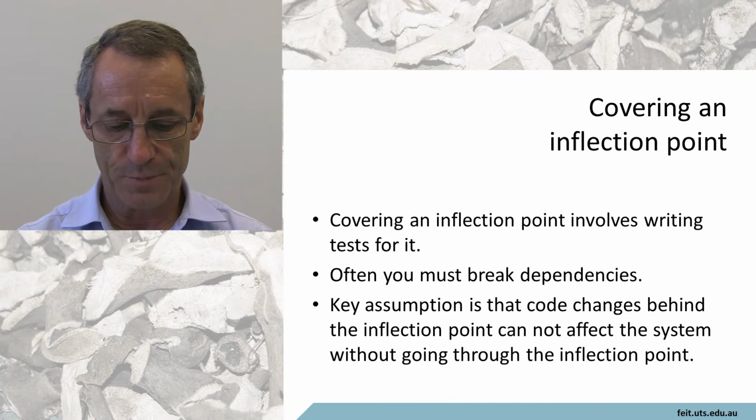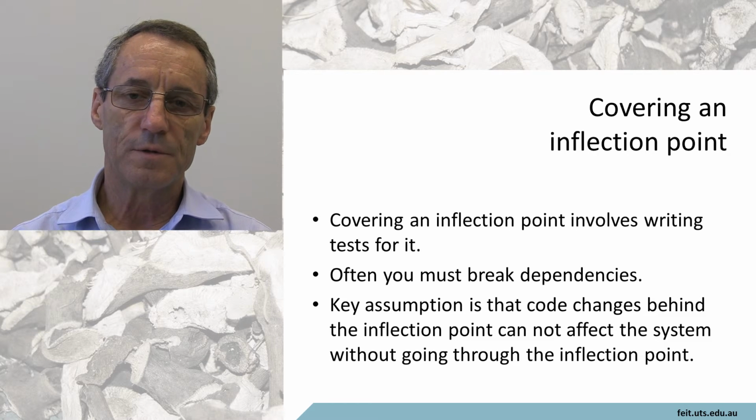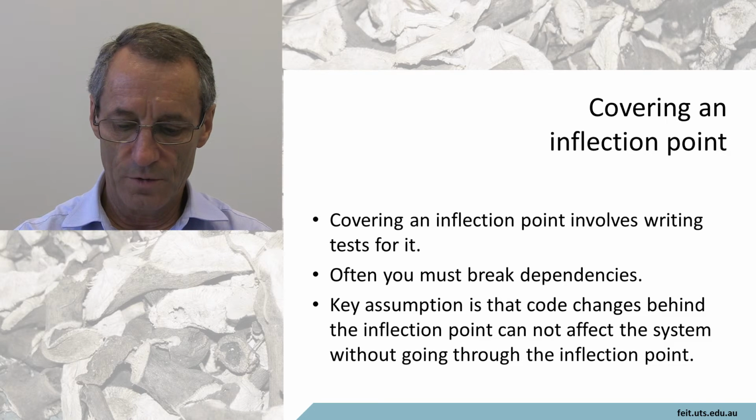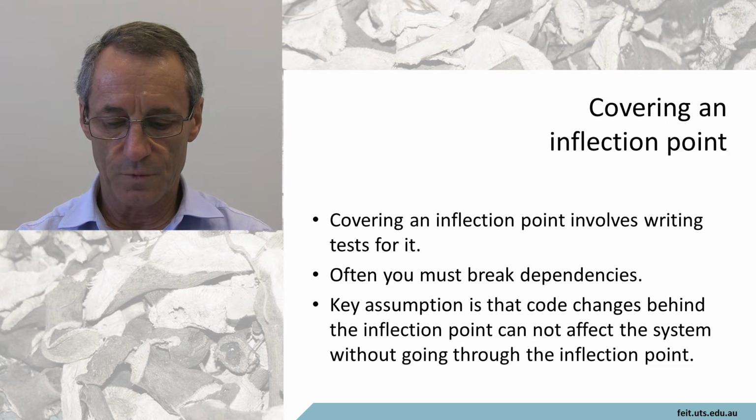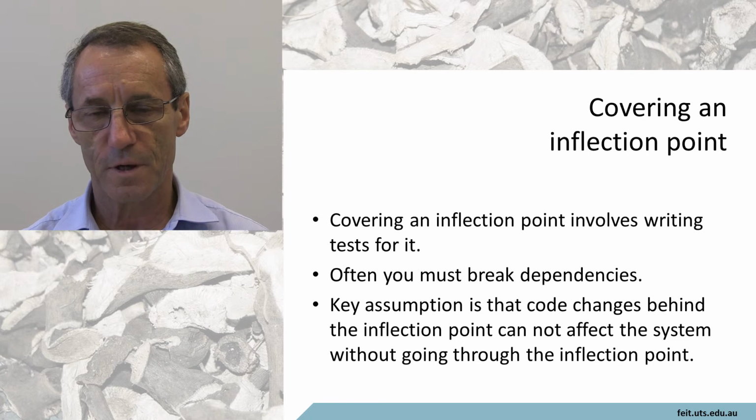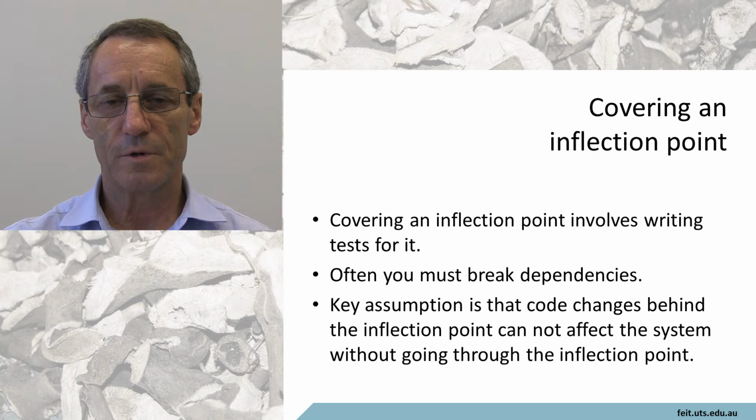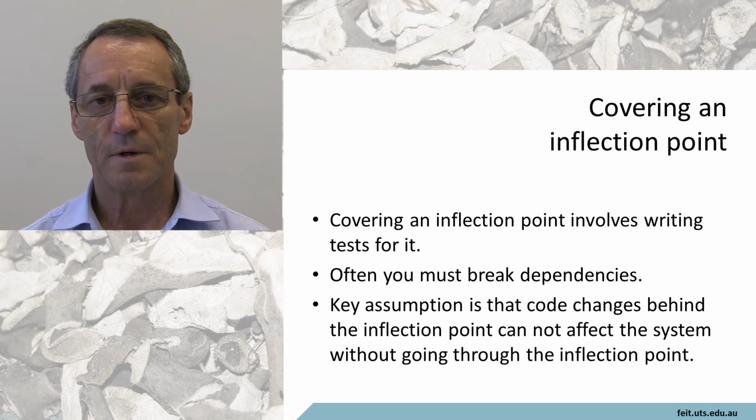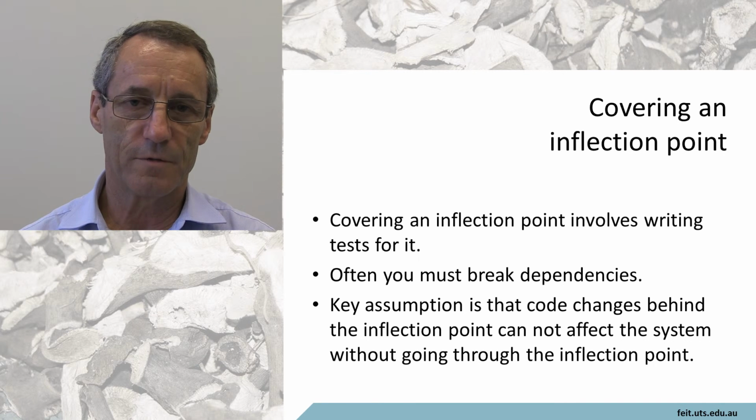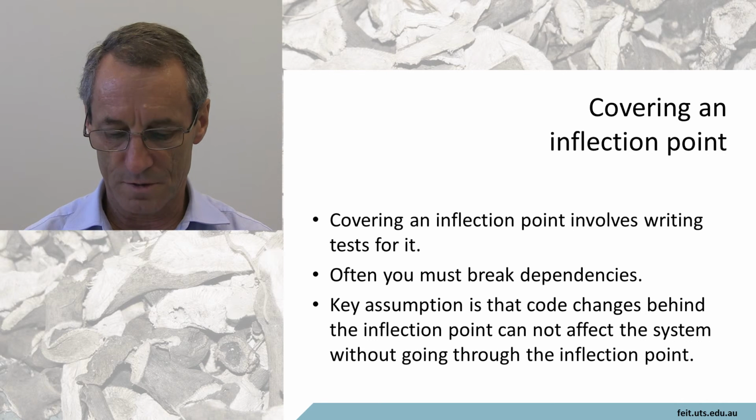So covering an inflection point involves writing some tests for it. Often you have to break dependencies. The key assumption is that code changes behind the inflection point will not affect the system without going through the inflection point. So that's what I was saying. The changes made to the pricer, movie, or I forgot the other one, will be reflected in something in the customer if they've altered something. So testing customer checks that other parts of the system haven't changed.